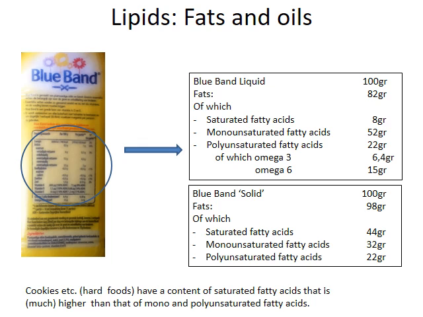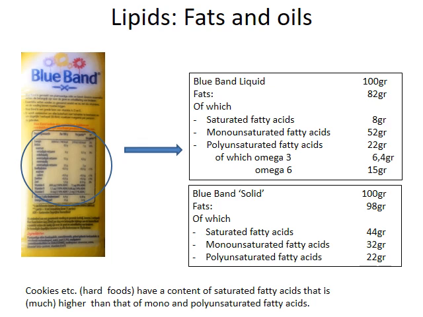Well, here we see Blue Band liquid butter for use in the kitchen. And when we look at the composition, we buy 100 grams of Blue Band liquid, and we see that we buy in fact 80.82 grams of fat. The fat composition is 8 grams of saturated fatty acids and 52 grams of monounsaturated fatty acids and 22 grams of polyunsaturated fatty acids, composed of omega-3 and omega-6.